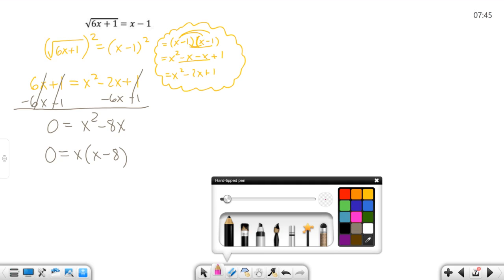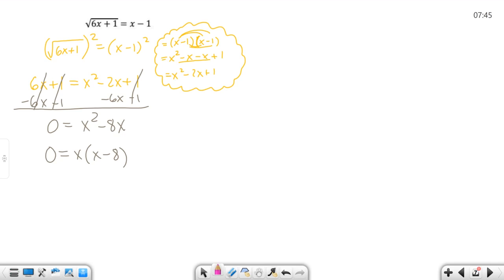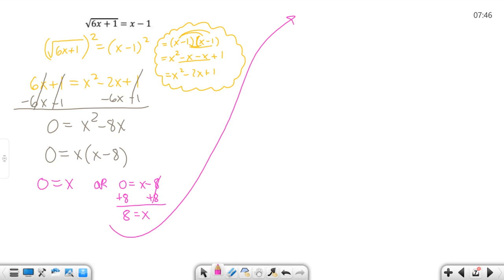And then I take each one of those and set them equal to 0, right? This one's already solved, so I don't need to solve it. This one over here, though, I'm going to add 8 to both sides. And 8 equals x. So here are my two solutions. I'm going to come up here and say x equals 0 or x equals 8.